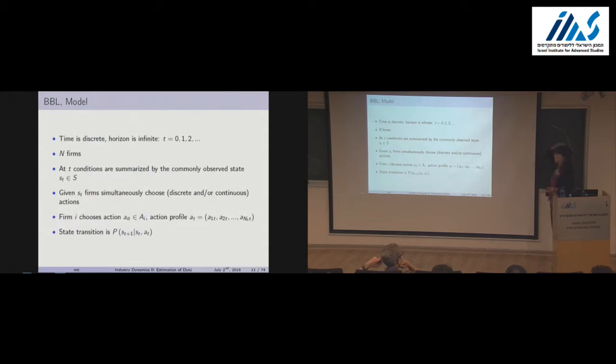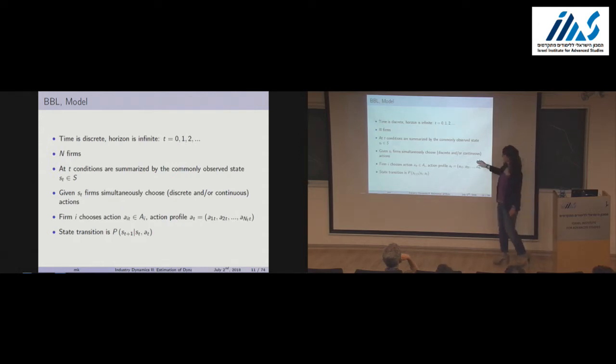Okay, so let's do a quick recap of the model. Time is discrete, horizon is infinite. There are n firms in the market that can change over time. At time t, conditions are summarized by a state st. Just like yesterday, think of this st as having the state that each of these n firms has in this particular period. Given this state, firms simultaneously choose an action. In this paper, the action can be discrete or continuous. The benchmark model they look at is entry, exit, and investment, just like yesterday.